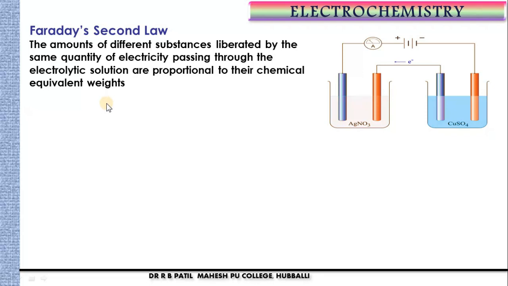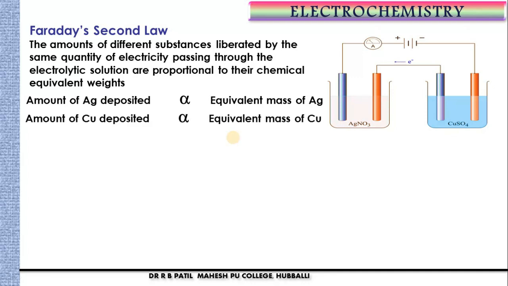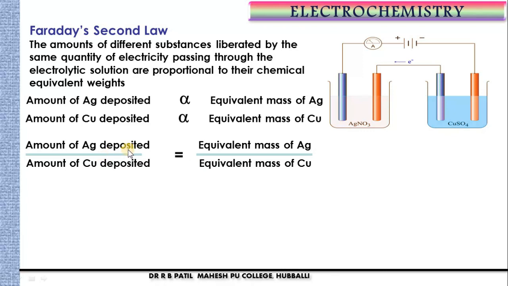Let us write mathematically. Amount of silver deposited is directly proportional to what, students? Equivalent mass of silver. Similarly, amount of copper deposited is directly proportional to what? Equivalent mass of copper. Now let us take the ratio of these two: amount of silver deposited divided by amount of copper deposited. Automatically, on the right hand side I can write equivalent mass of silver divided by equivalent mass of copper.